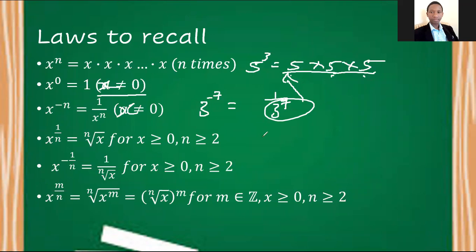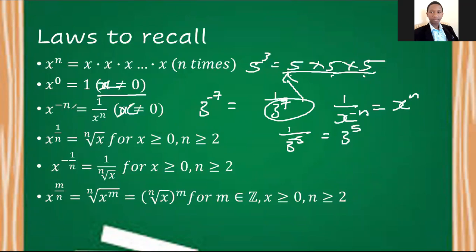But another thing that I think you need to understand about this law is that sometimes you can have something like this, 1 over x to the exponent n. When you have this, you must know that this is just x to the exponent negative n. So in other words, if I've got 1 over 3 to the exponent of negative 5, then this is as good as having 3 to the exponent of a positive 5.